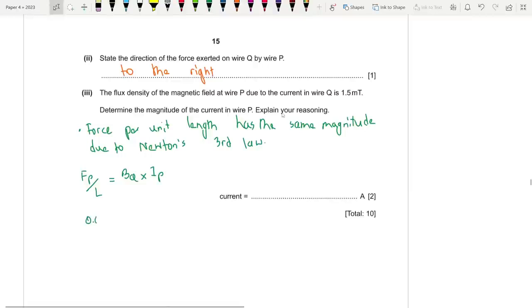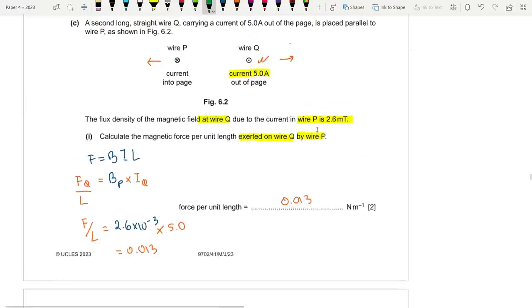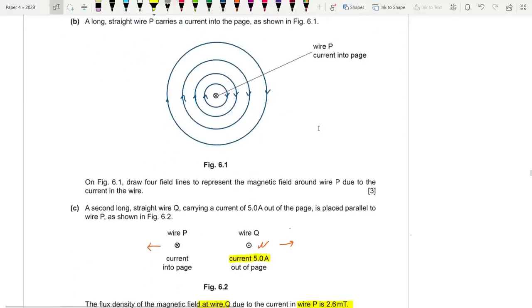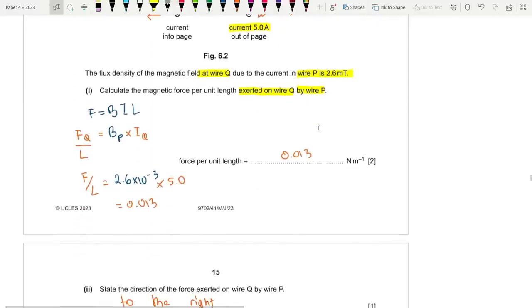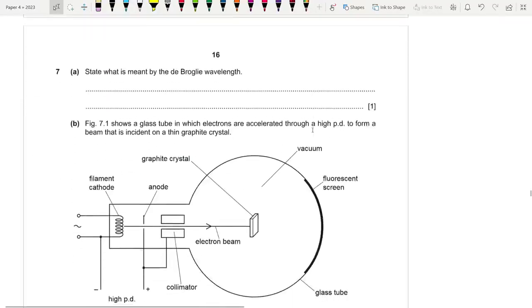So we can write 0.013 is equal to, we know the magnetic field strength due to wire Q, that is 1.5 millitesla, 1.5 into 10 power minus 3 times IP. So 0.013 divided by 1.5 into 10 to the power minus 3 gives us IP equal to 8.67, or rounded off to 8.7 amperes, to two significant figures. Really good question, in my opinion, and good for practice. Everyone should look into this if they want to revise parallel wires carrying current. All right, let's move on to question number 7.